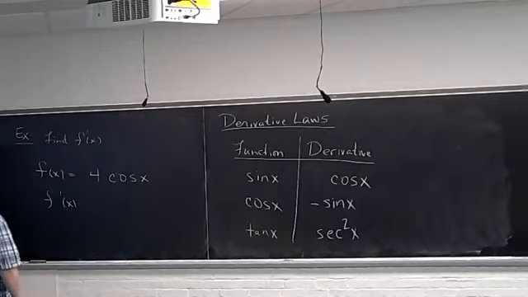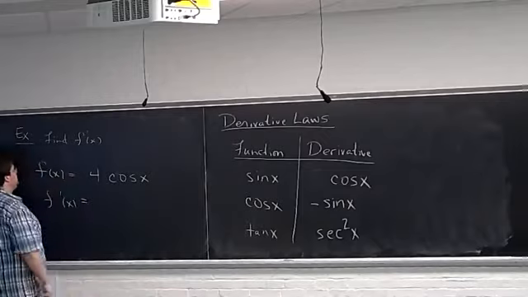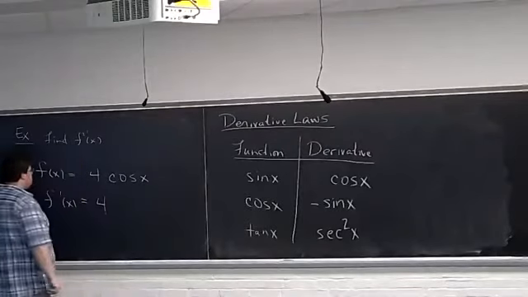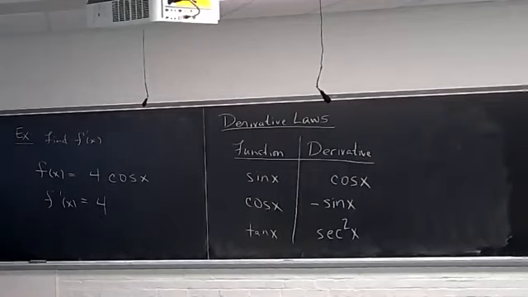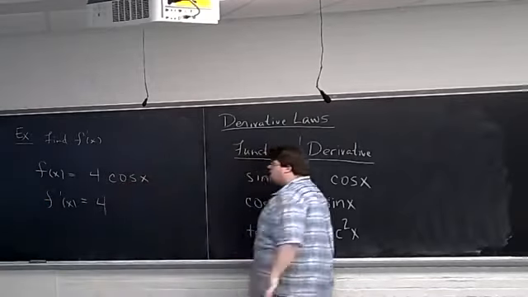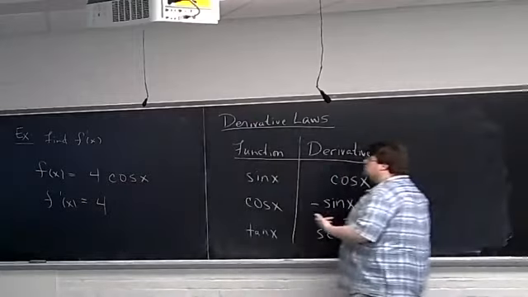F prime of x. Well, we have 4 cosine x. The first thing we do is notice that there's a 4 in front. The third rule says if you want the derivative, you can look past that 4, provided that you remember to write that 4. So the derivative here: bring the 4 down, and then deal with the cosine x. The derivative of cosine x is negative sine of x.